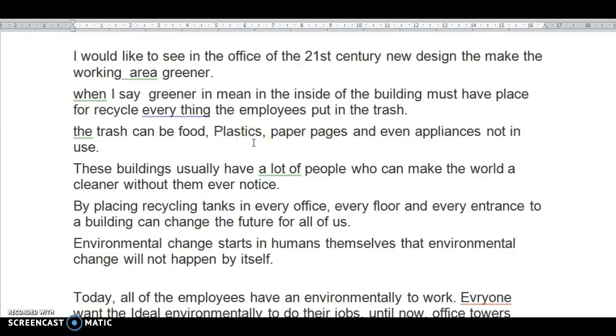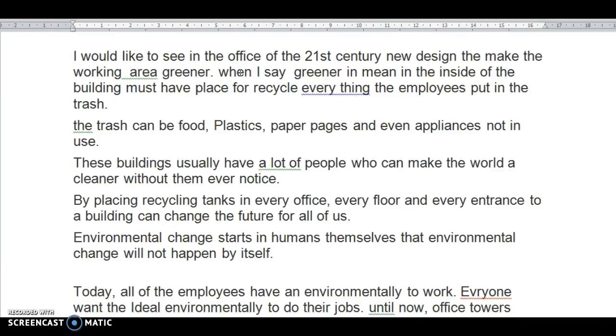And again, what do we have here? Again, I don't know what and where anything begins and ends. It's a list of sentences. "I would like to see in the office of the 21st century new design to make the working area greener." Okay. New sentence, capital letter. "When I say greener, mean. In the inside of the building must have place for recycle everything the employees put."